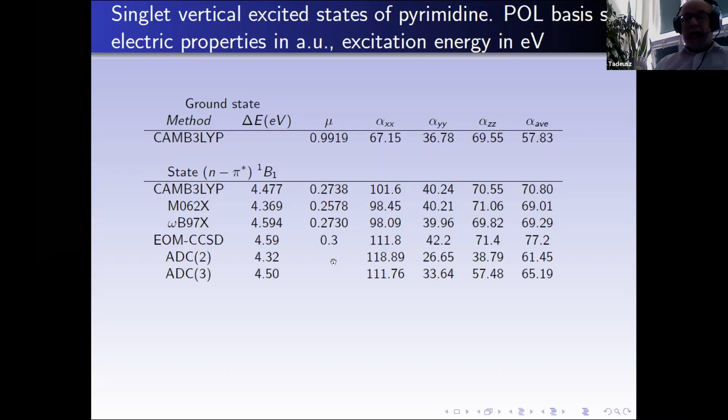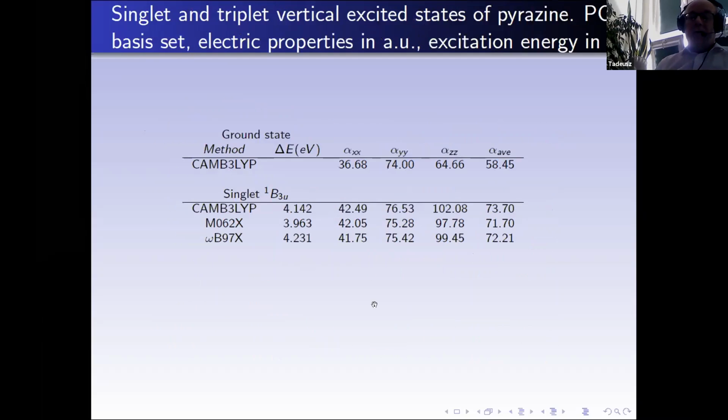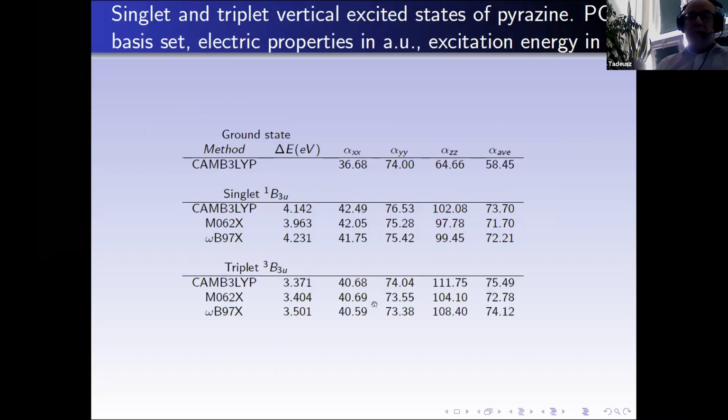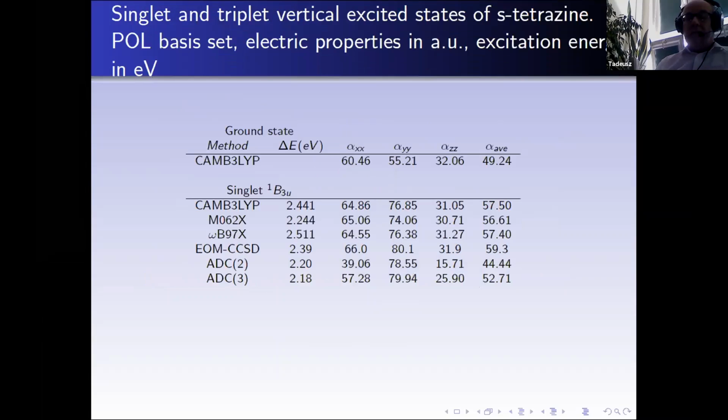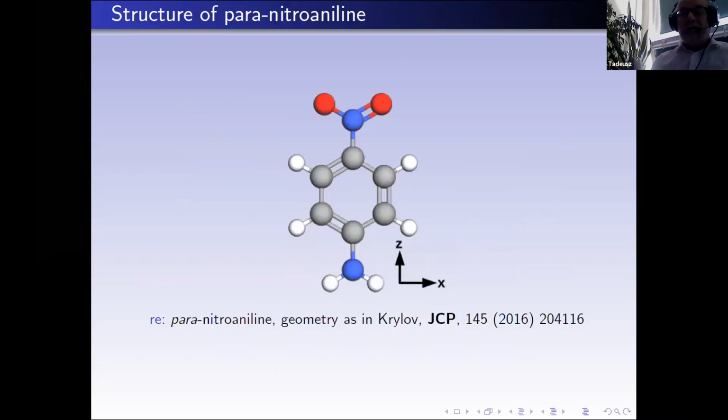And if we compare to the results of a coupled cluster, again, we see that the agreement is good. Okay, maybe let's skip this tetrazine because the situation is not very different here. And let's go to something more challenging, more difficult, namely the molecule of para-nitroaniline.